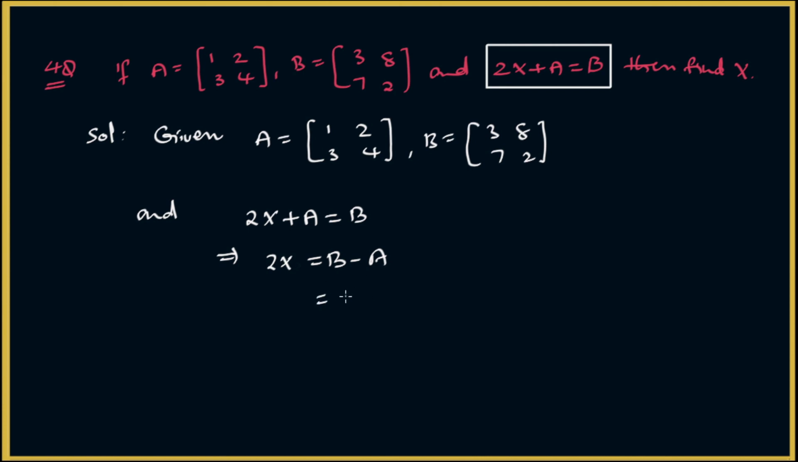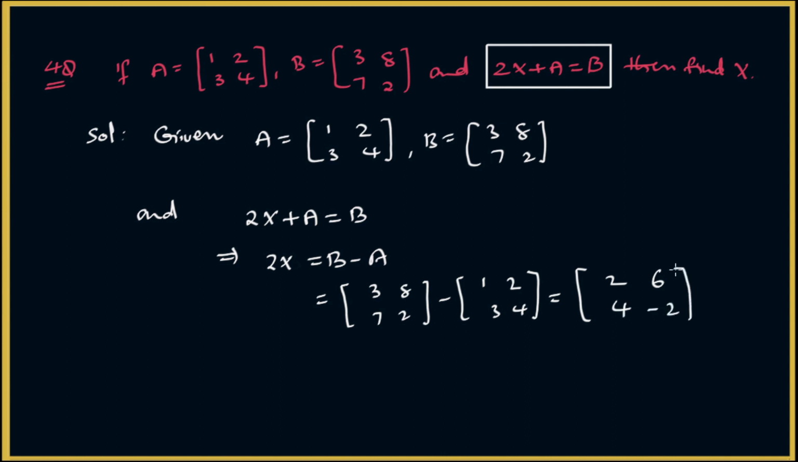B minus A means from B we have to subtract A. So what about B? 3, 8, 7, 2 minus 1, 2, 3, 4. Subtraction means from first element to first element. 3 minus 1 is 2, 8 minus 2 is 6, 7 minus 3 is 4, 2 minus 4 is minus 2. So this is the value of 2x.